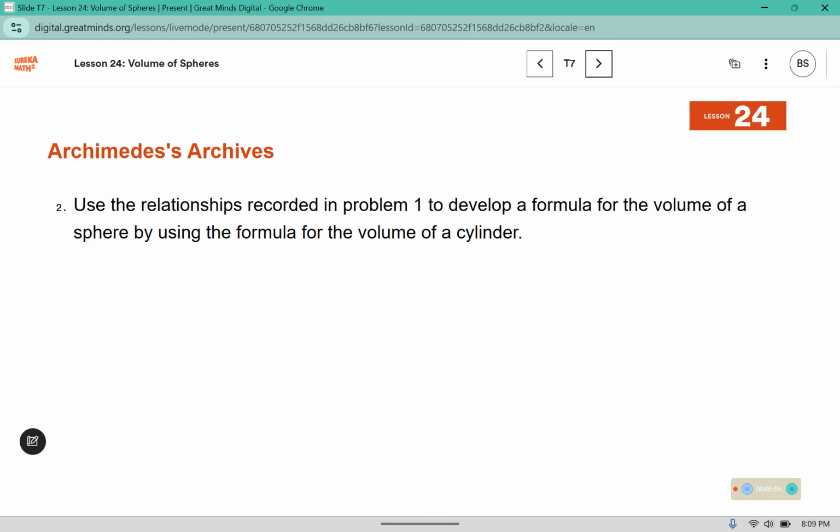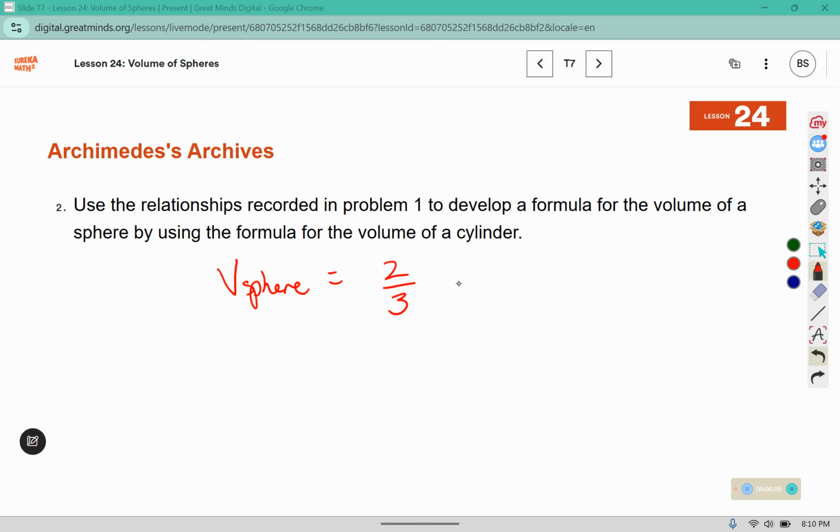Use the relationship recorded in problem 1 to develop a formula for the volume of the sphere by using the formula for the volume of a cylinder. The sphere is 2/3 the cylinder, and the cylinder was the radius squared times pi, which was the base area, times the height. So this piece was the base area, and then that's the height of the whole thing, like we used in the prisms.